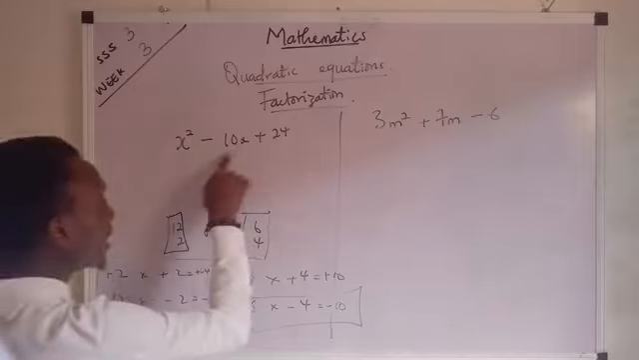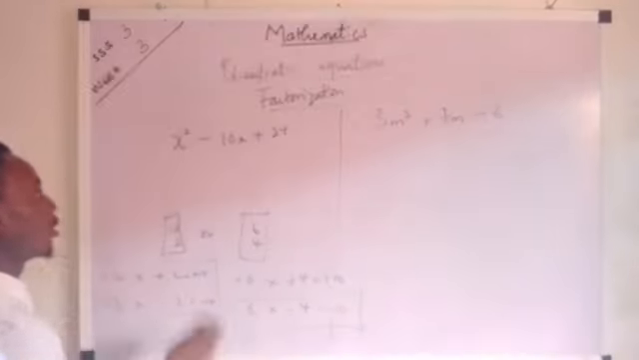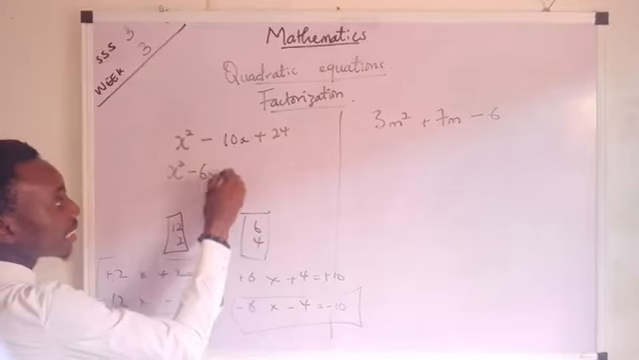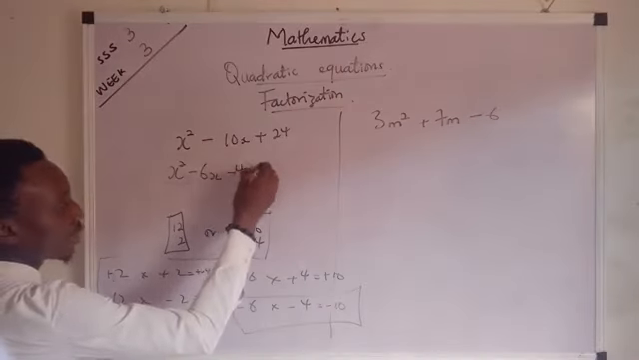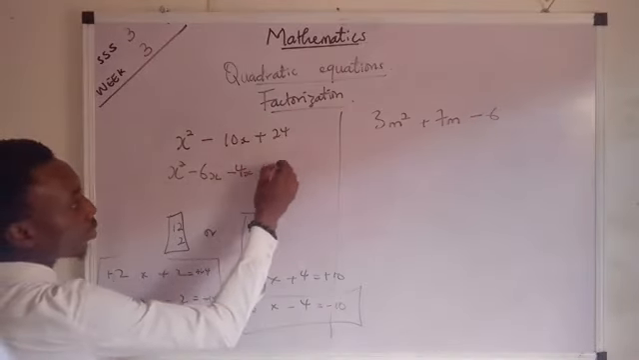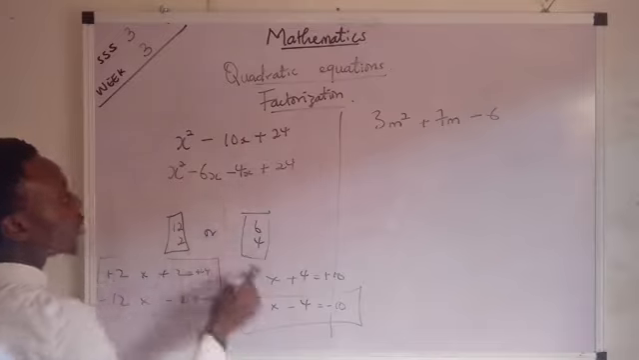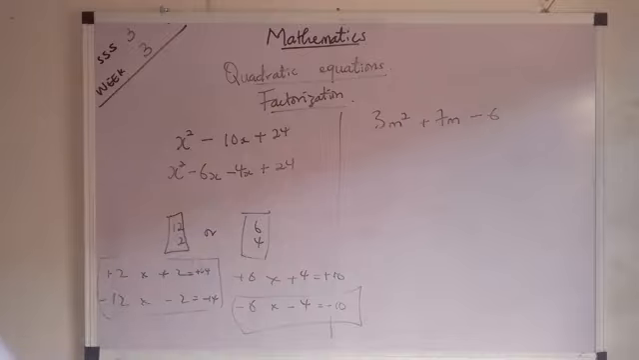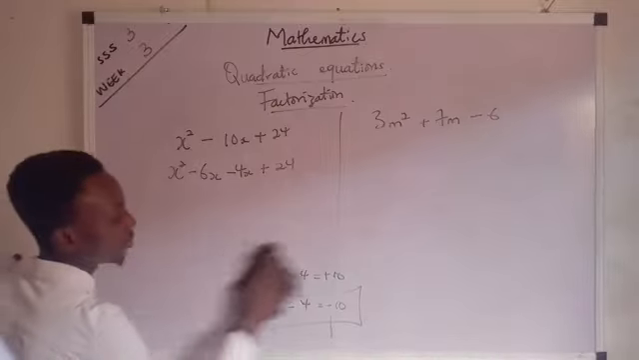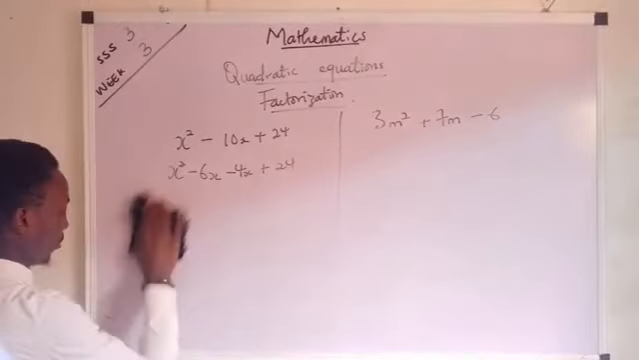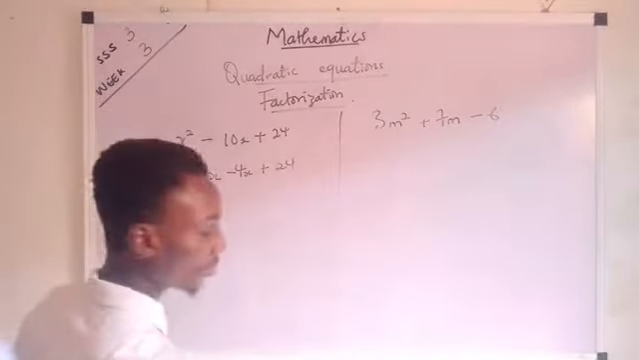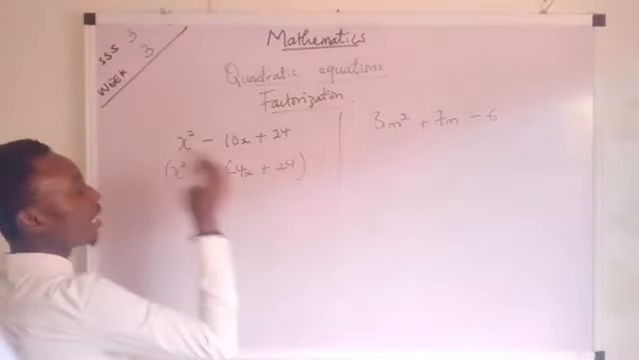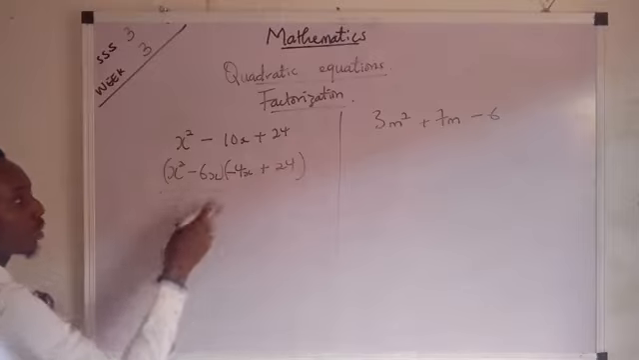So we replace this with this. So we write x squared minus 6x minus 4x plus 24. Now, if you add this together, you still end up getting what? Minus 10, right? Okay, very quickly, put a bracket like this. Put a bracket like this. Take note, the sign must go with this one.